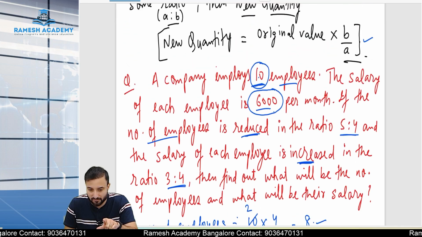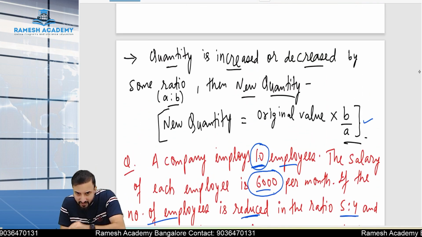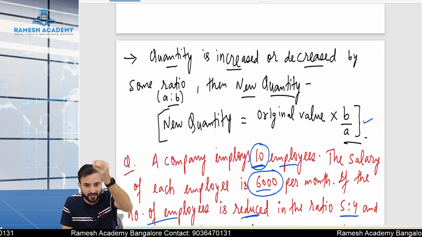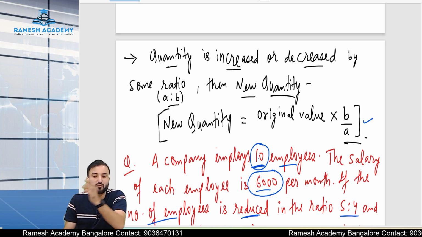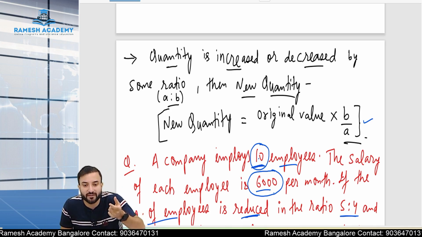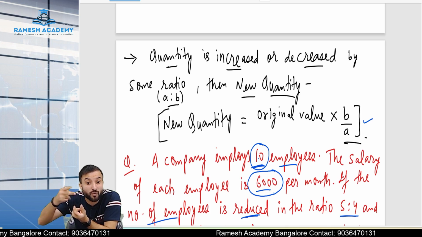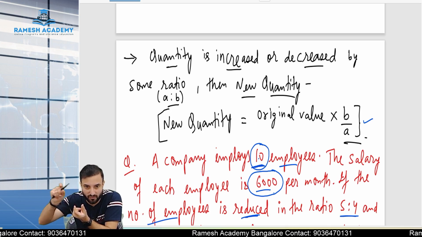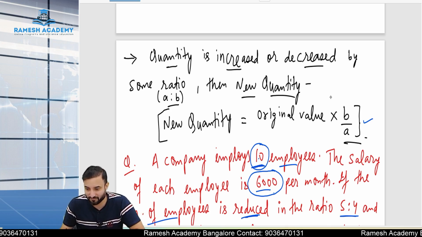When any quantity is given and that quantity is either decreased or increased by some ratio, that ratio is A:B, you have to find the new quantity. So the new quantity is what? The original quantity into, we will inverse the ratio. So the ratio is given in the form of A by B, it will become B by A. That's it.